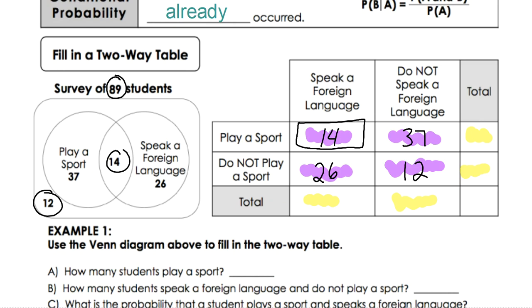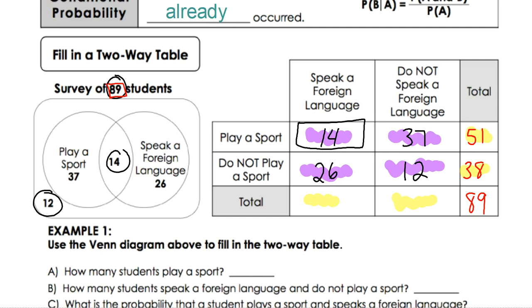Once we have the joint frequencies, it's our job to come up with the numbers on the outside, the marginal frequencies. So we're going to add those up. Going across, if I add the 14 and the 37 students that play a sport, I get a total of 51. For the row that do not play a sport, I've got 26 plus 12, which is 38. If I add those together, I get a total of those 89 students, which we can confirm from before. Those are my 89 students that I talked to.